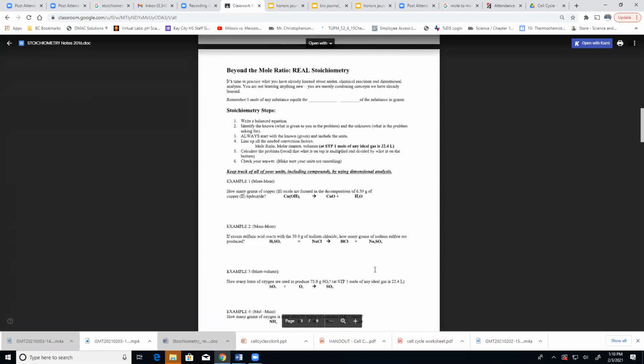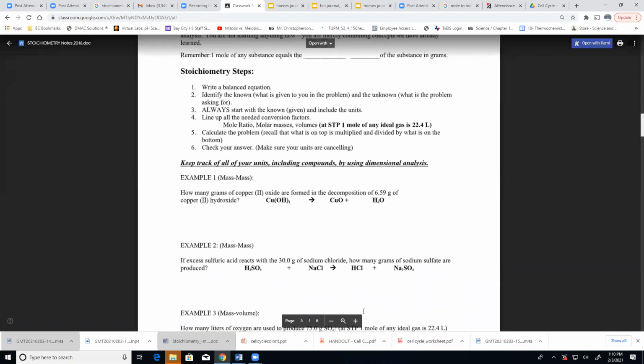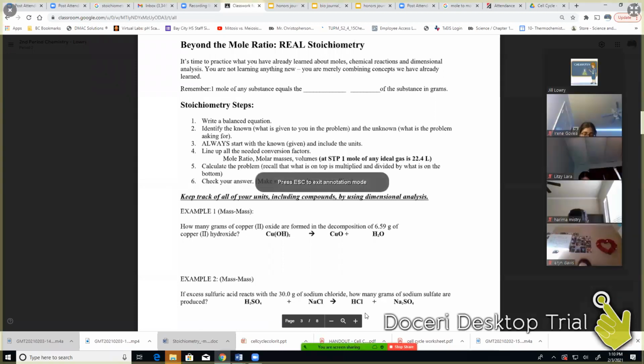All righty. So we're here on our notes. So far we've just used the mole to mole ratio as a conversion factor, and now we're going to be using molar mass as a conversion factor. Everything that we're using today, mole to mole ratio, molar mass, dimensional analysis, we've already learned all of those things. We're just putting them together.